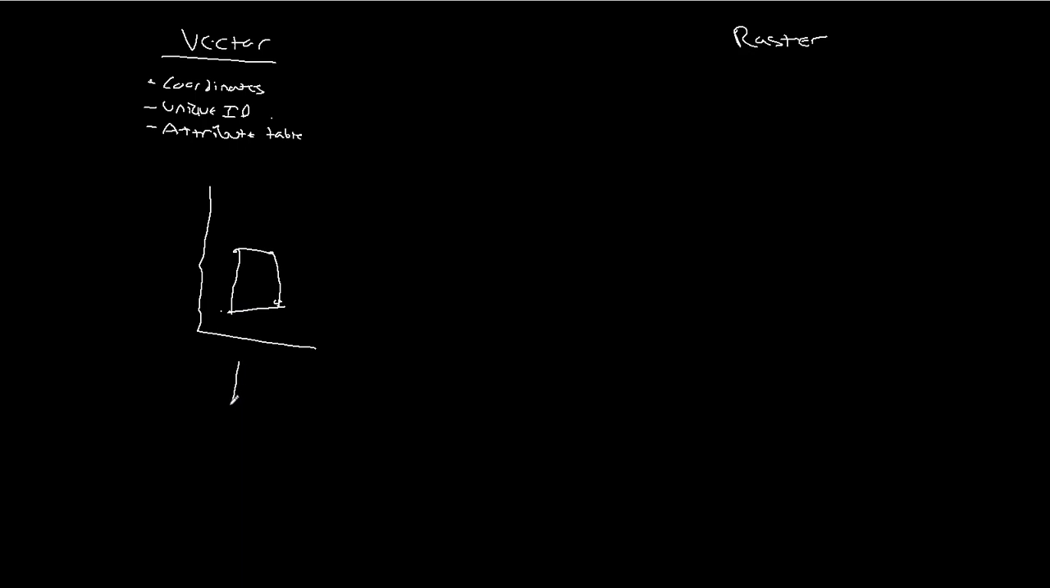So we have our FID, right? We already talked about this. The feature ID is the unique ID, and then we had our coordinates. So we have 1, and then we have some x's and some y's, right?